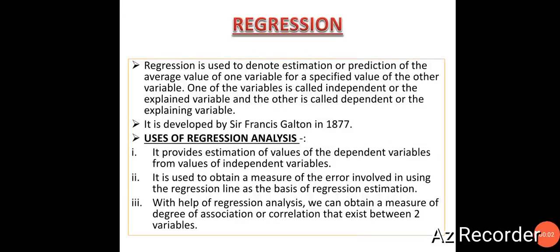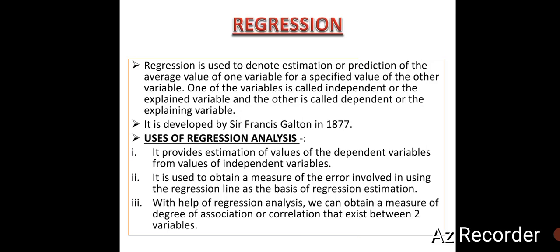So now regression. Regression is used to denote the estimation or prediction of average value of one variable for a specified value of other variable. Now here the one variable is called the independent variable, जिसकी मदद से हम लोग डिपेंडेंट वेरिएबल की वैल्यूज़ को डिटरमाइन करते हैं. So this method was developed by Sir Francis Galton in 1877.